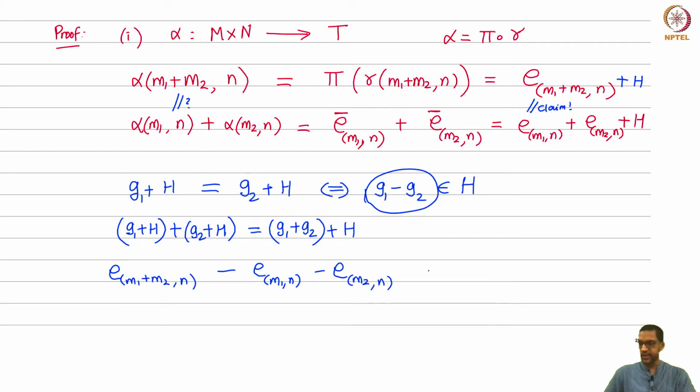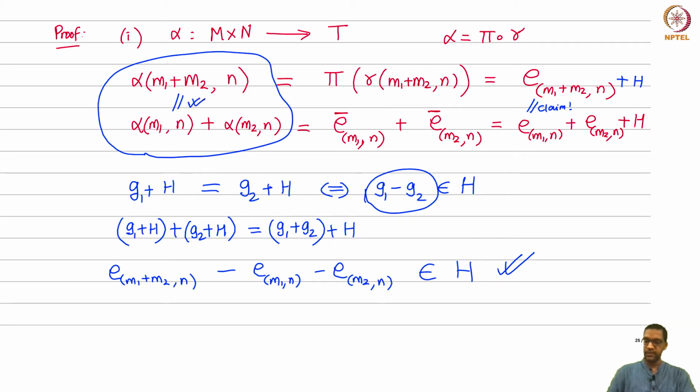And I need to check whether this element is in H, but recall this is exactly one of the generators of H. That's the reason why H was chosen in this particular way. This is definitely in H because it was one of the generators of H. So similarly the other one. So this is done. The claim is true. In other words, the bilinearity in the first variable is in fact true. That is, this equality holds.